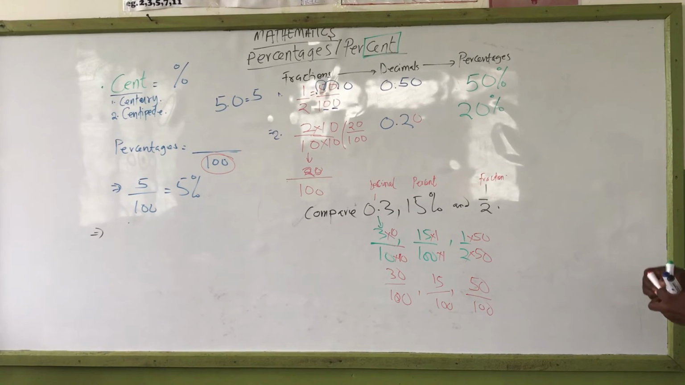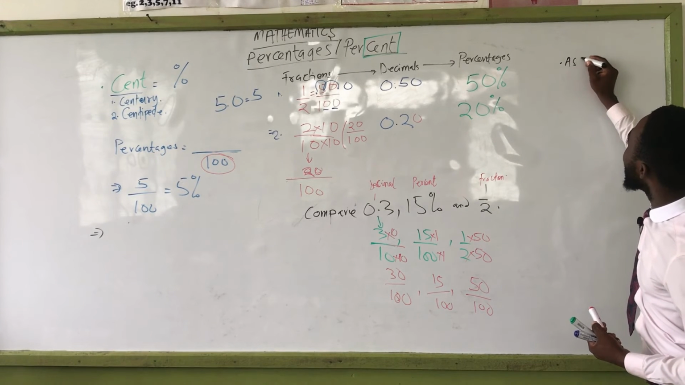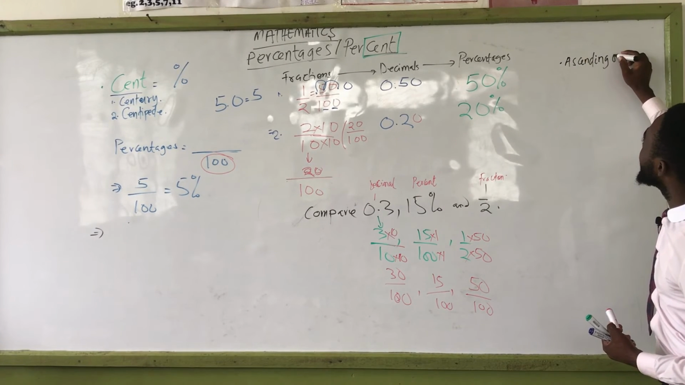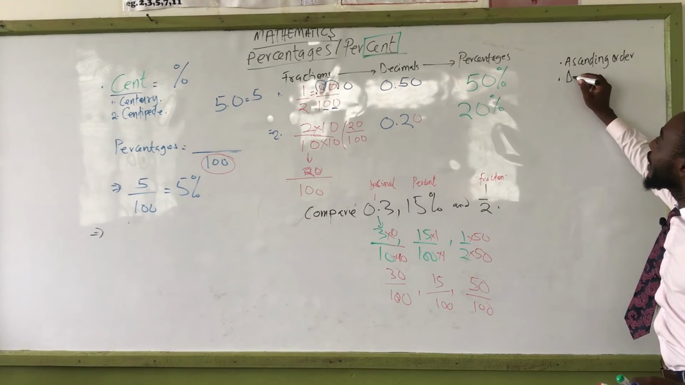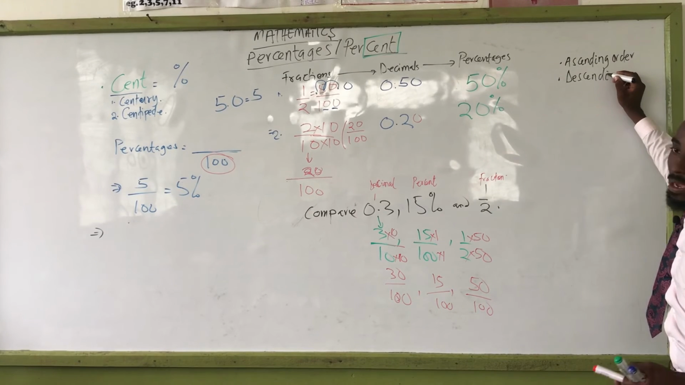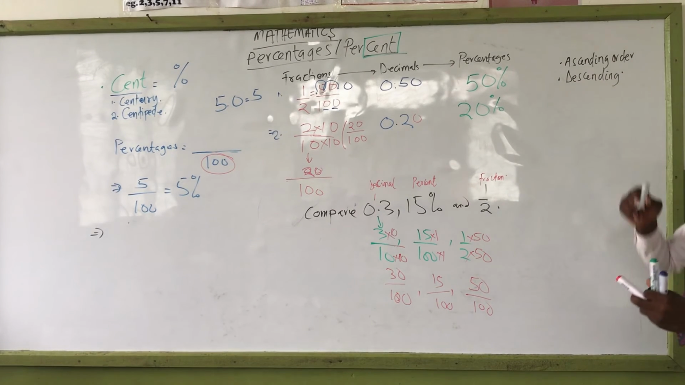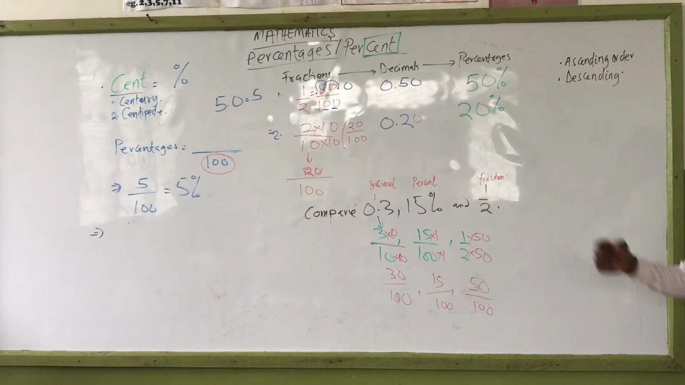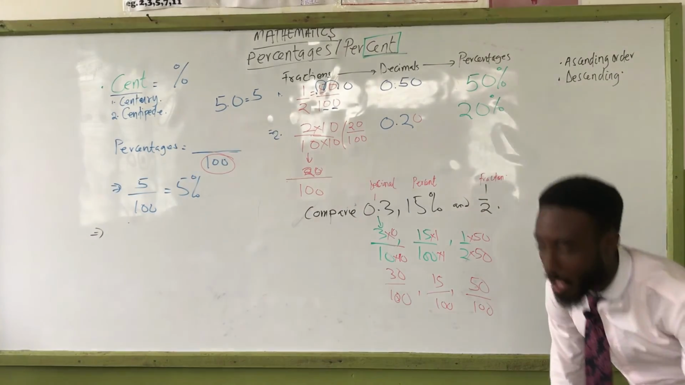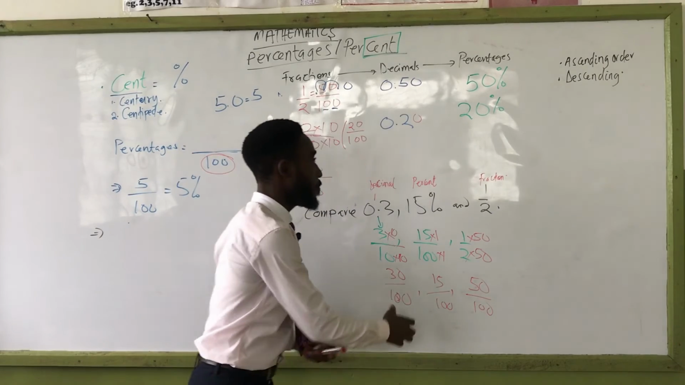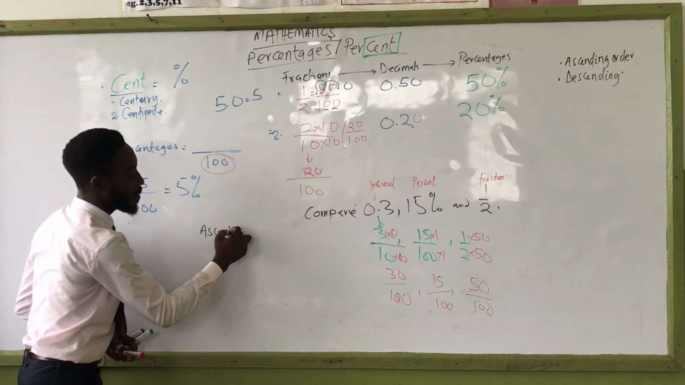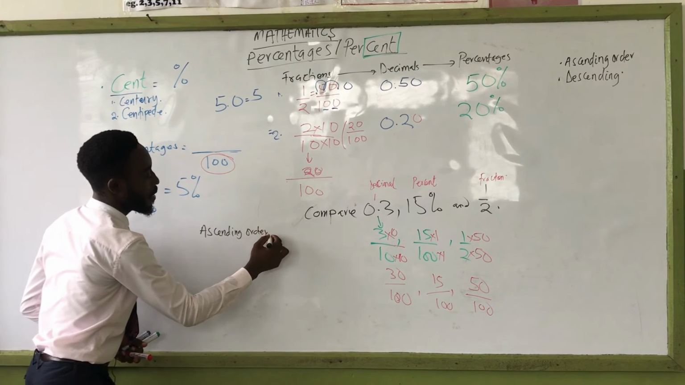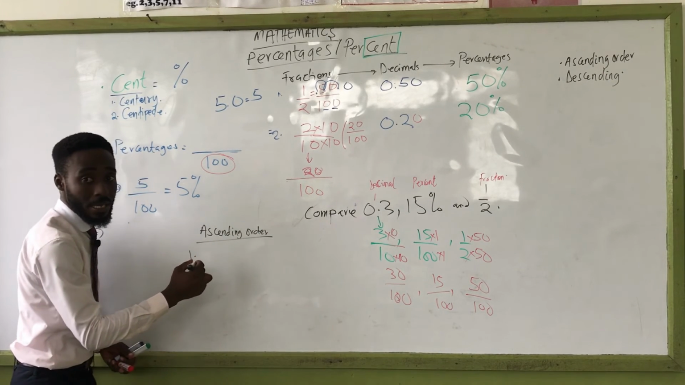So let's compare in two forms. In ascending order. Ascending means we are climbing, from the lowest to the highest. And descending will be from the highest to the lowest. So if we compare in ascending order, that would be from the least to the greatest.